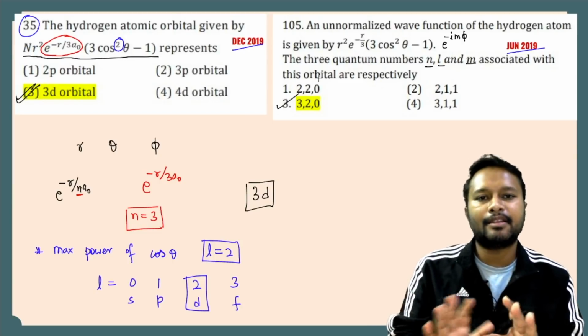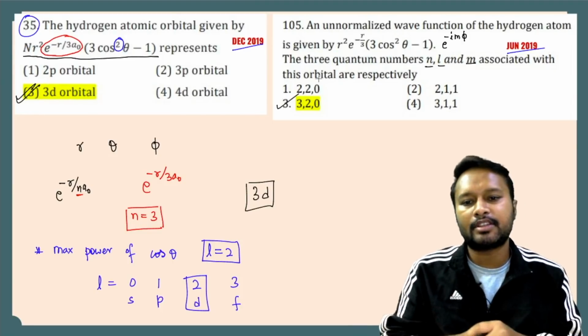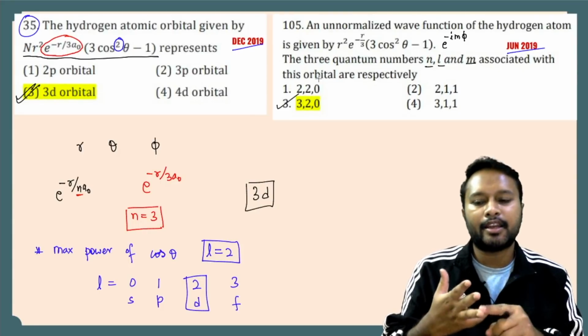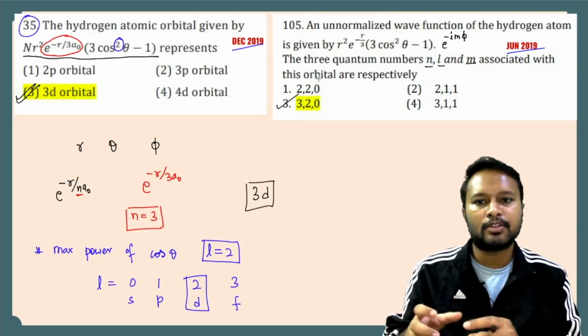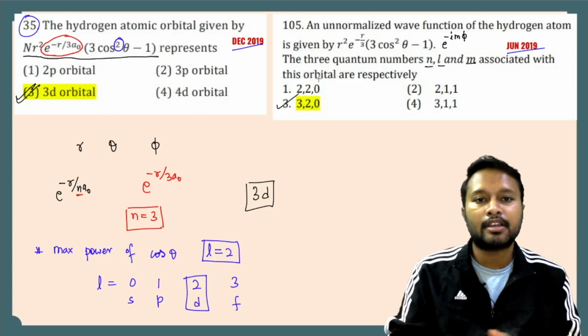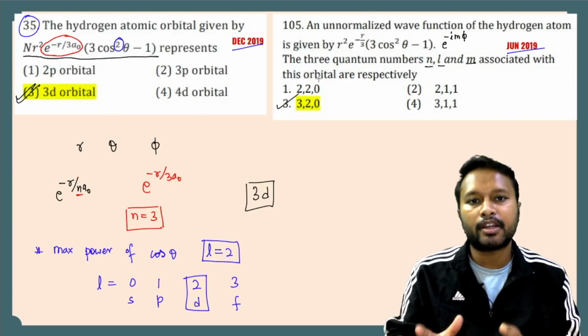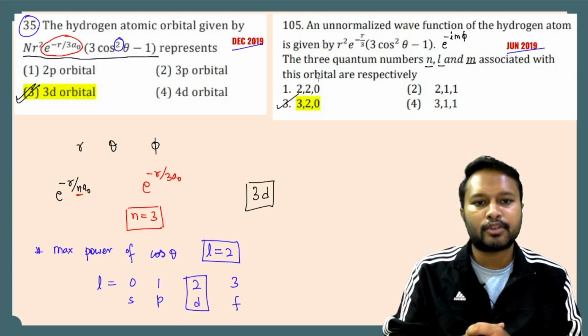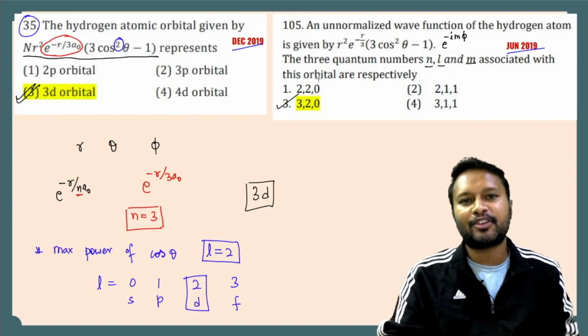So it's pretty simple. Just by looking at these things, you can find out the value of n, L and m. And from the previous few years, if you see, these types of questions have been repeatedly asked in the CSIR NET exam. So it's very important to know how to solve this type of question. All right, now let's look at the next question.